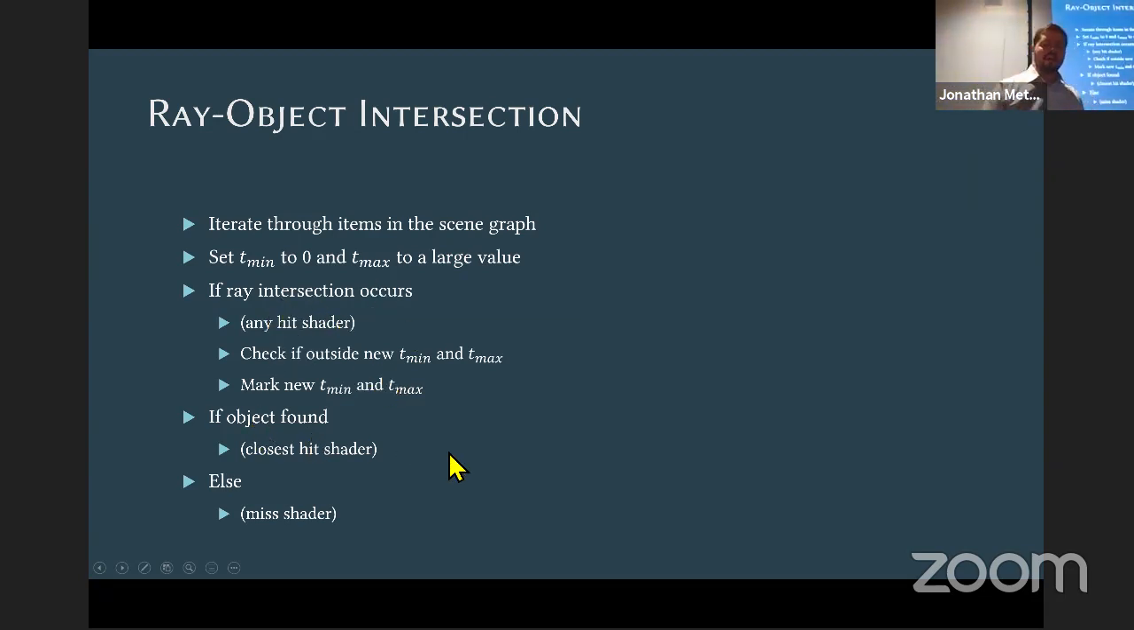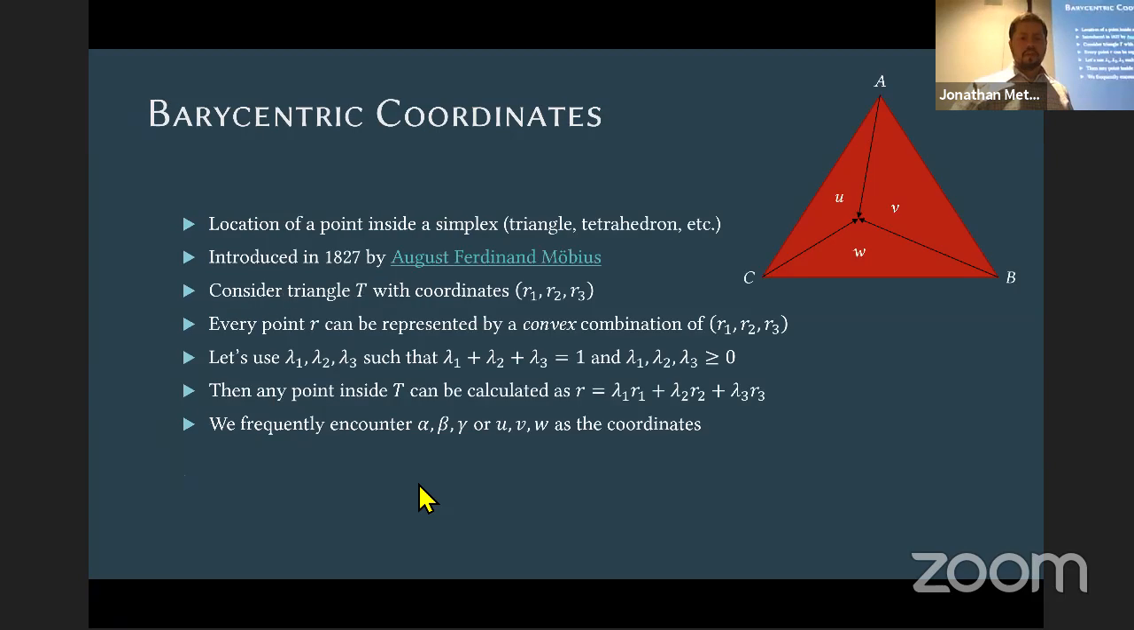And so if we found an object, then we can call the closest hit shader, and this is where you do your most expensive calculations. Otherwise, we call a miss shader. What is the color if we don't get an intersection?